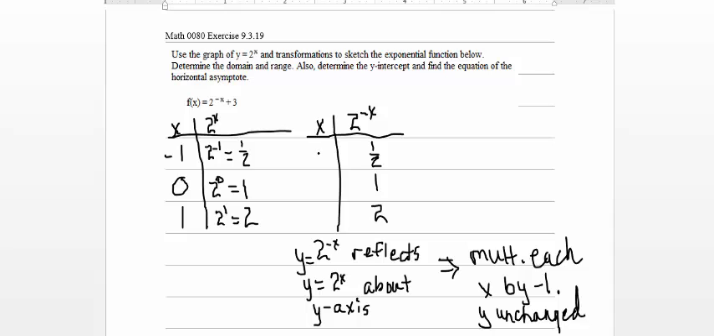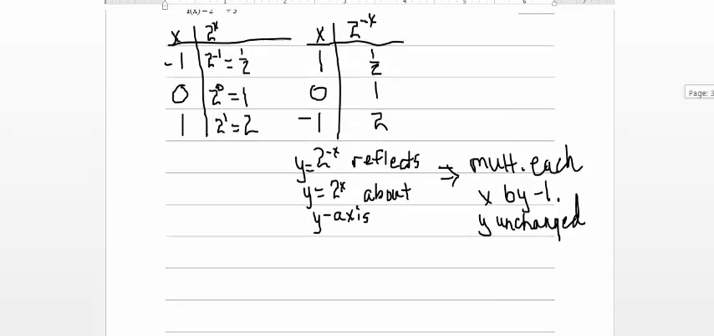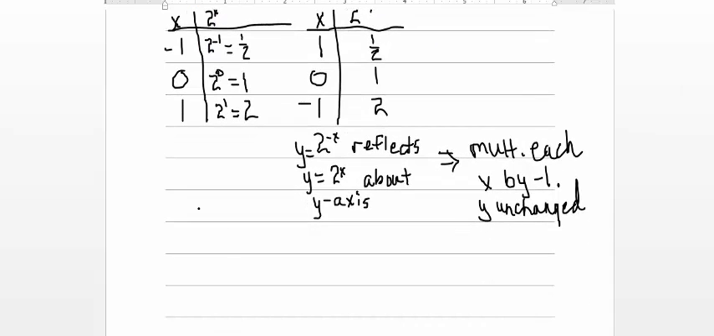But my x's are what is going to change. And I'm going to change those by multiplying them by a negative 1. Negative 1 times negative 1 is 1. Negative 1 times 0 is 0. Negative 1 times 1 is negative 1. So no change to the y's, but I have changed the x's by multiplying each x by negative 1.